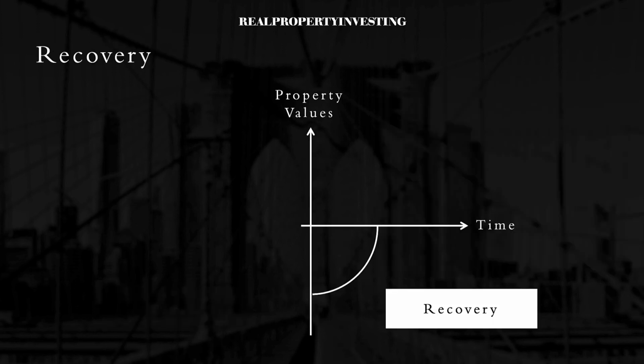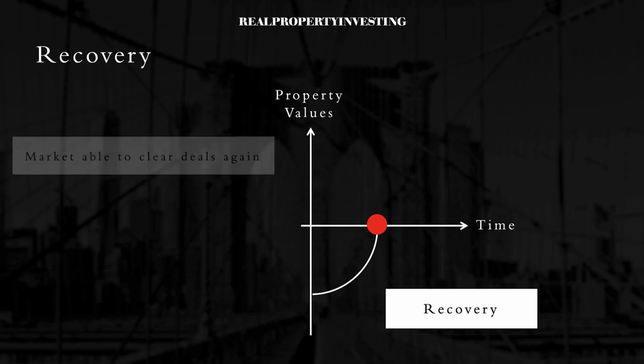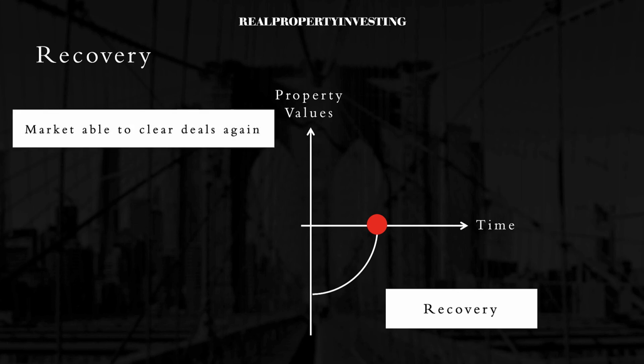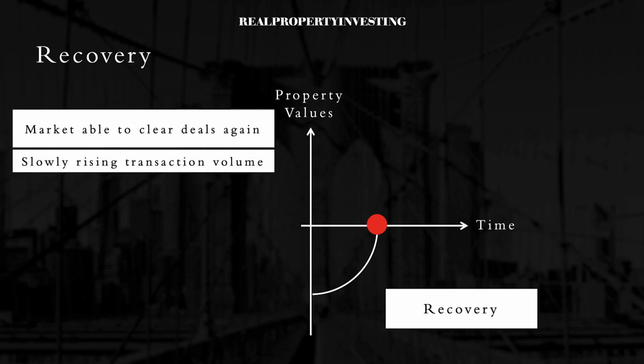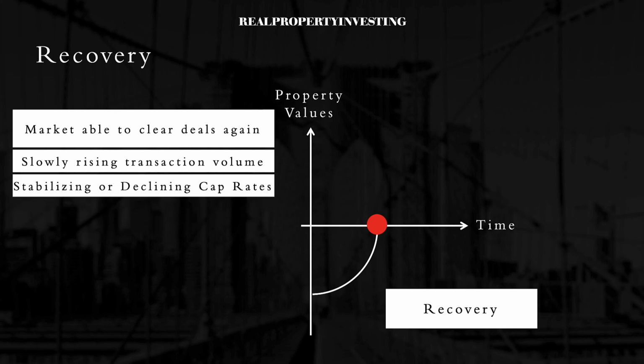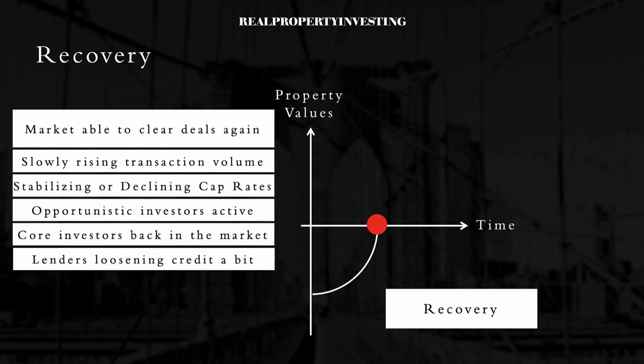The recovery phase is when things are starting to look good again. With signs that the trough in the economic cycle may be past, this is when prices are slightly picking up again. At this point in the market, more and more investors are returning. Buyers and sellers are aligned, and the market is able to clear deals. Transaction volume is picking up again. Cap rates are stabilizing or declining. At this point in the cycle, there is plenty of activity throughout the capital stack. Investors, core through opportunistic, and lenders are all actively pursuing deals.